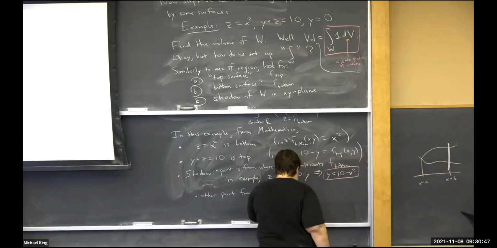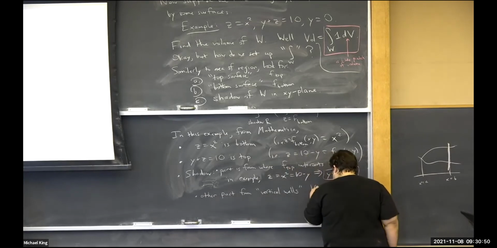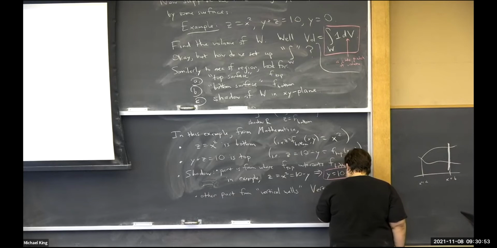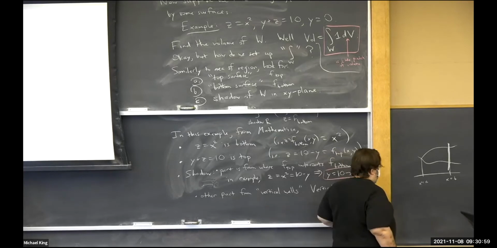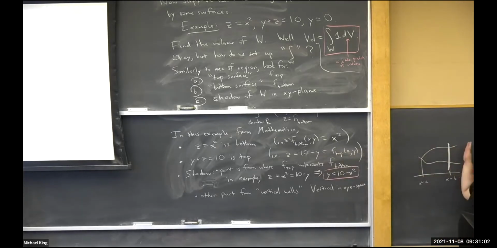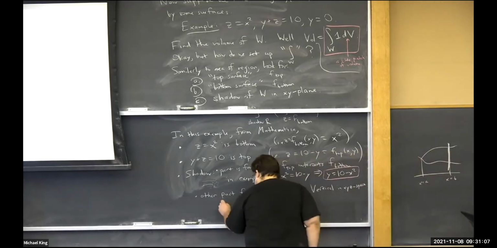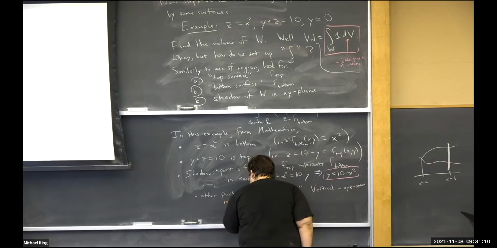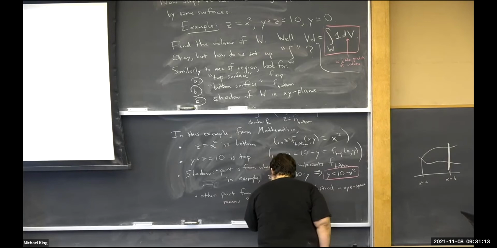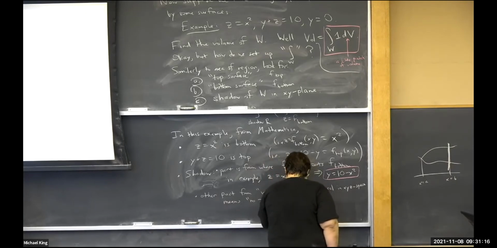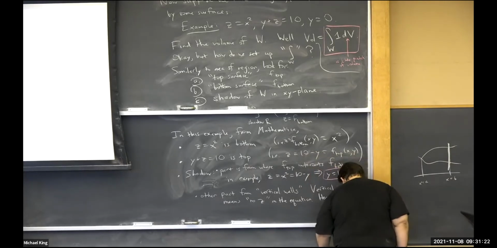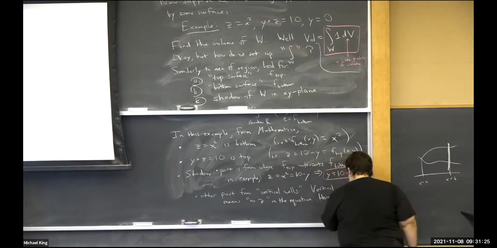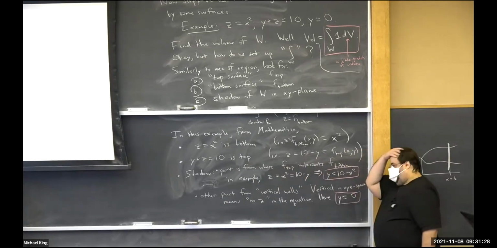So here, vertical in XYZ space means there should not be a Z. Just like here, vertical in the XY plane means there's no Y in the equation. X equals constant is a vertical, right? So vertical in XYZ space means no Z in the equation. So here, y equals 0. Okay, so those two curves form the boundary of the shadow.